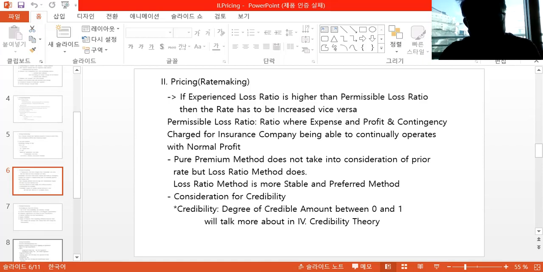Then we have the consideration of credibility. If the data is not enough, then you have to consider its credibility. Credibility is a degree between 0 and 1. We'll talk more about what credibility is in chapter 4, on credibility theory. But when you make rates, you have to take credibility theories into consideration to compensate for not having enough data.